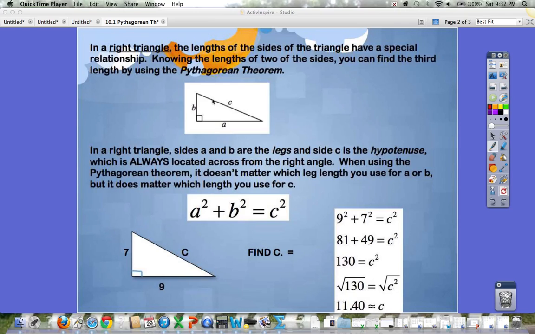If you know two lengths of the sides, then you can find the third length by using the Pythagorean theorem, which is just a formula. Okay? In a right triangle, sides A and B are the legs. So this is a leg.